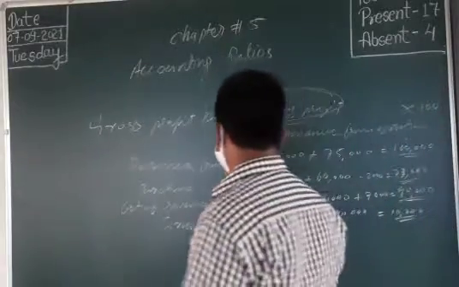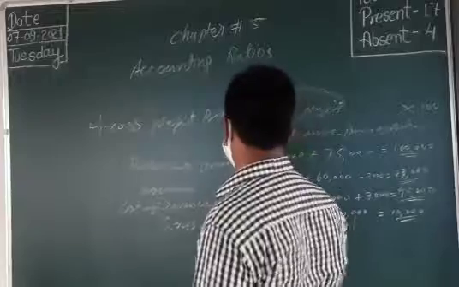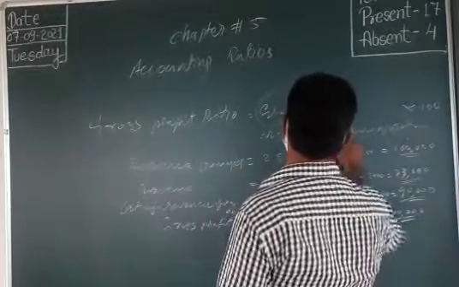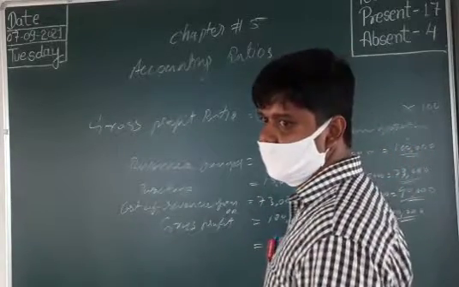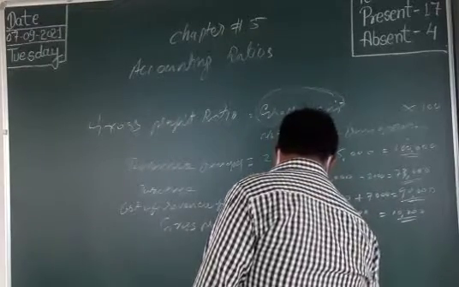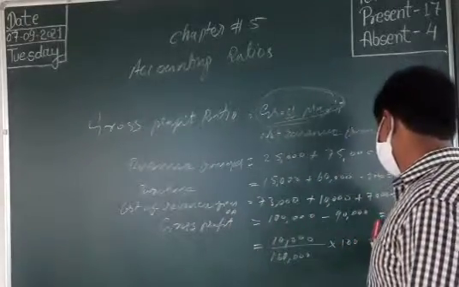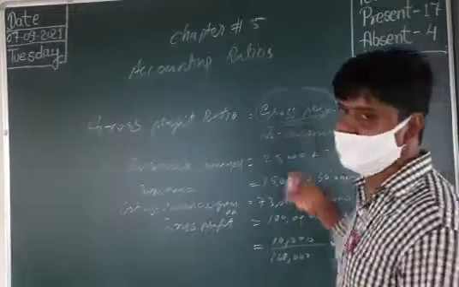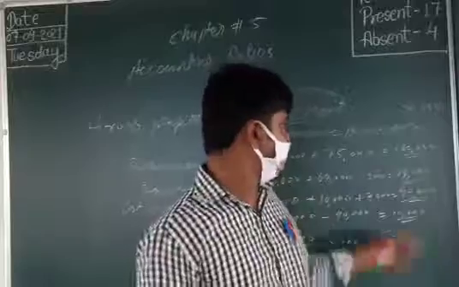And now we are applying this in the formula. Gross profit ratio is equal to gross profit upon net revenue from operation. Net revenue from operation, how much is it? 1 lakh. Into 100, 10%. The gross profit ratio is 10%. Clear now?